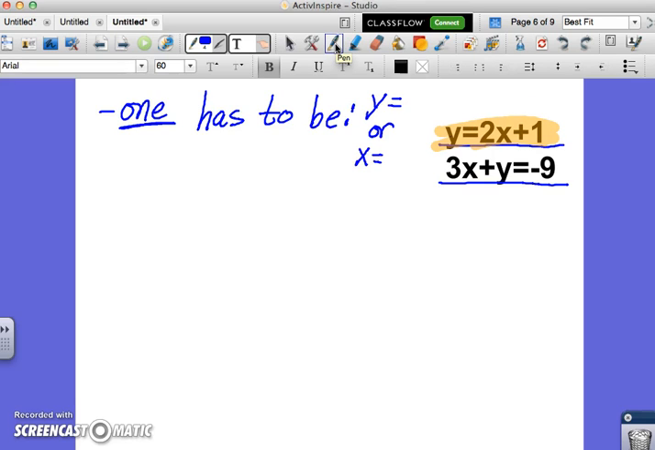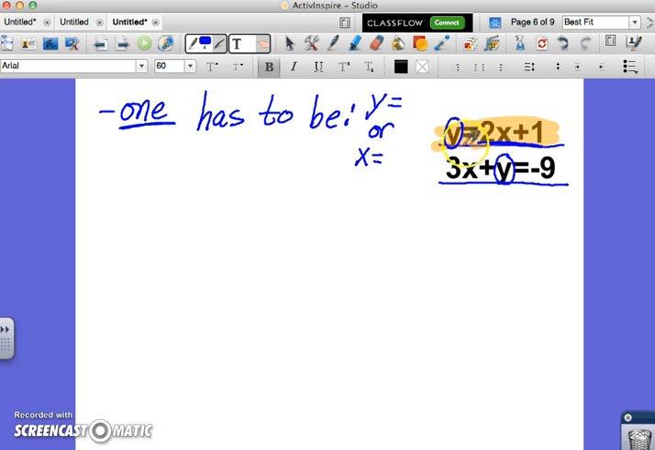Now, substitution works just like it does in any sport, any activity, in a class. Substitute means we're going to pull somebody out and put someone in. In this case, who are we pulling out? We're going to pull out this y. We've got a y right here. We know what y equals. So we know right here y equals this out here.